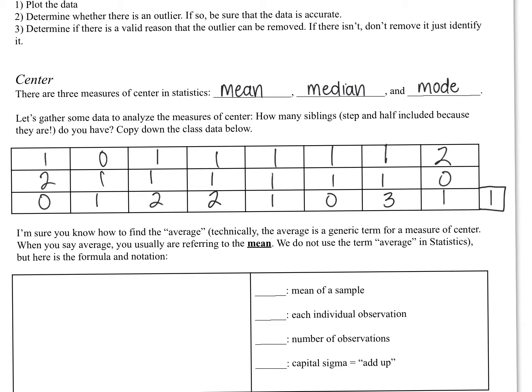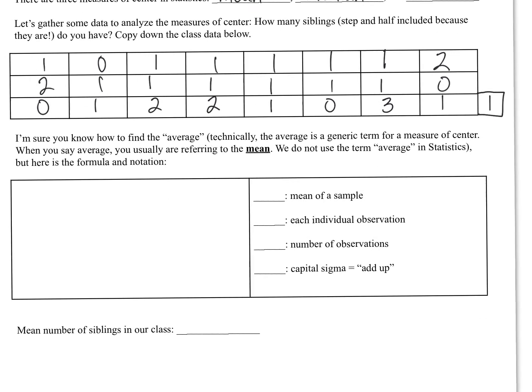It's important to know here that we've typically referred to mean as mean or average in the past, but average is a generic term for the measure of a center. We need to be specific. So when we say average, are we talking about mean? Are we talking about median? Talking about mode? Usually you're referring to the mean, but in statistics, we don't use the word average. We use the words mean, median, or mode. So we need to be specific in what we're talking about.